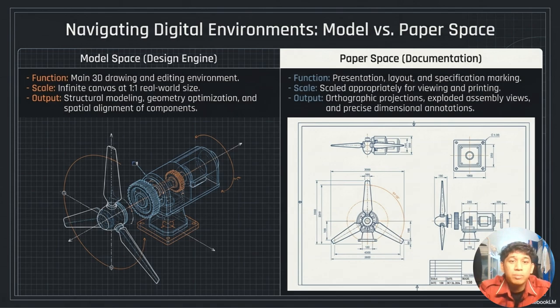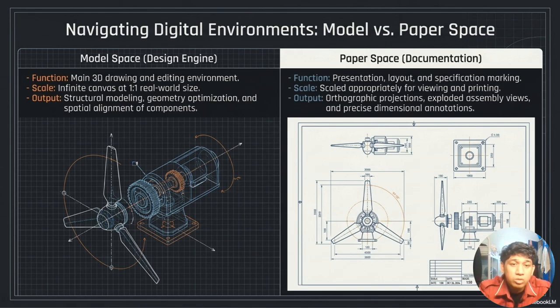Model space is the design engine. Function: main 3D drawing and editing environment. Scale: we are using an infinite canvas at 1-to-1 real world size. Output: structural modeling, geometry optimization, and spatial alignment of components.